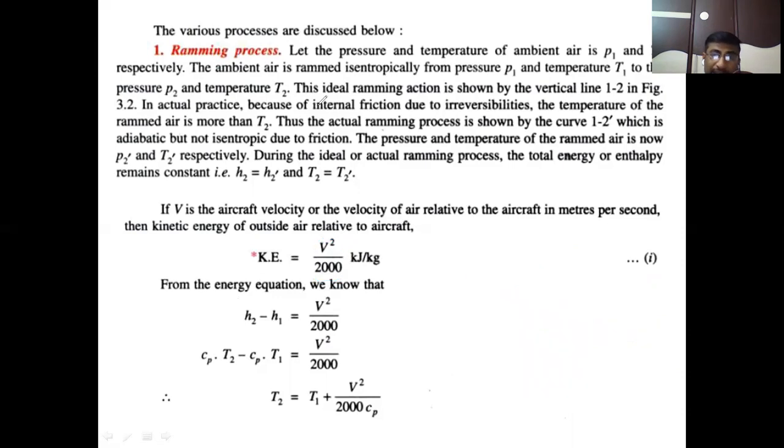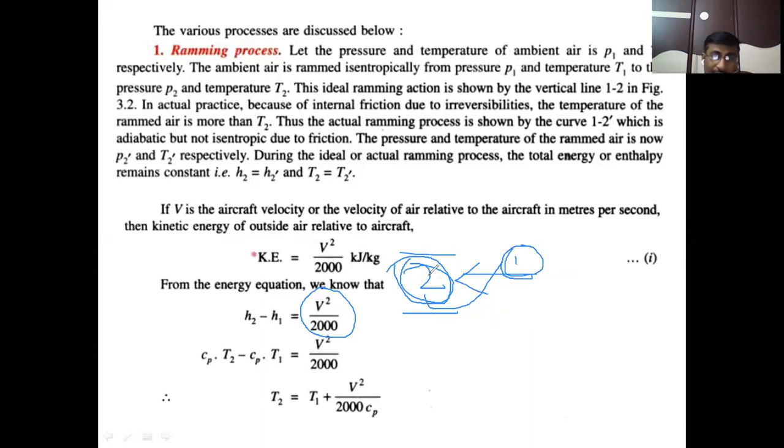Therefore, by applying the steady state energy equation between 1 and 2: 1 means state point 1 before entering into the aircraft. After entering into the aircraft, the condition is 2, after the diffusing process. By applying the steady state equation between these two, the change in enthalpy H2 minus H1 is equal to the change in kinetic energy. Before entering, the kinetic energy is V square by 2000. After entering into the aircraft, the kinetic energy is zero because the velocity after entering is zero.